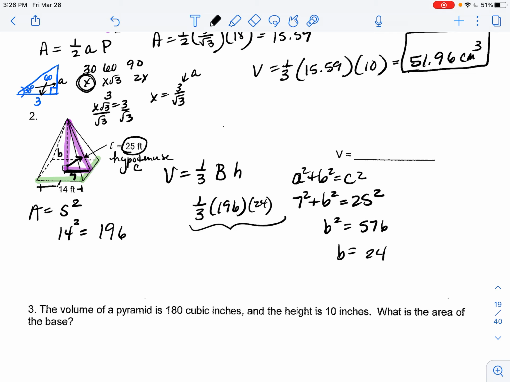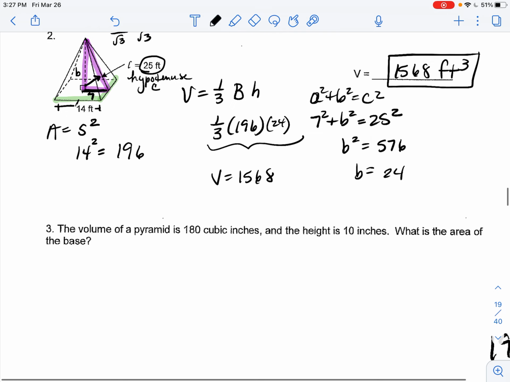So then let's calculate the volume here. 196 times 24 multiplied by a third. My volume is 1568, and that is feet cubed.